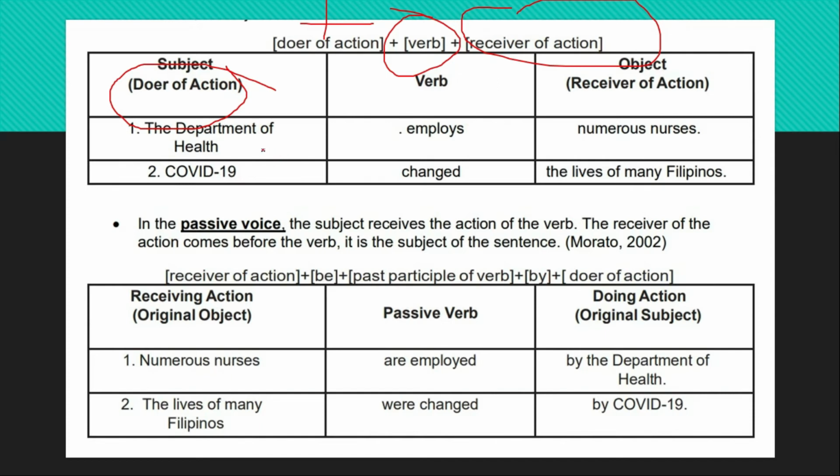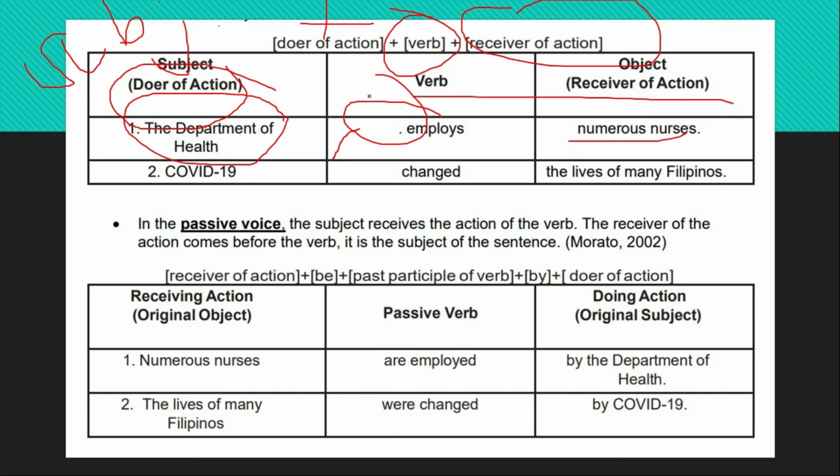The Department of Education employs numerous nurses. So who is being talked about? It's the Department of Health. This is the subject. So what does the Department of Health do? Or what is it doing? It employs. So the Department of Education employs who? Who receives the action? They employ numerous nurses.